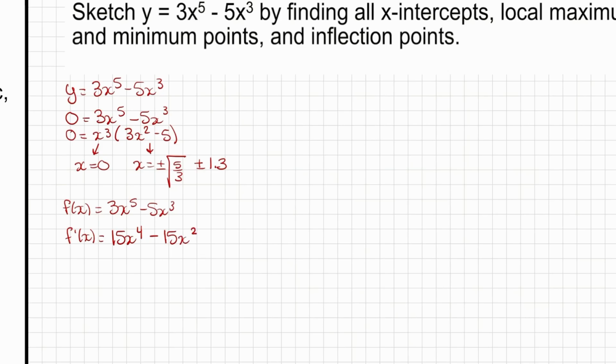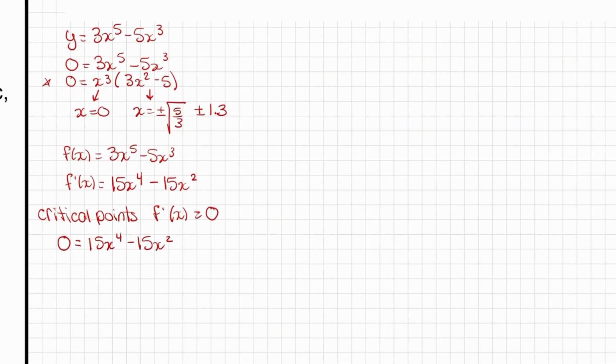We're going to find the critical points, and the critical points, or the critical numbers here, are going to be where f prime of x is equal to 0. So same thing that we did up here, only now for the derivative. We're going to set the derivative equal to 0, 15x to the power of 4 minus 15x squared. I can pull out a greatest common factor of 15x squared this time. That leaves me with x squared minus 1.